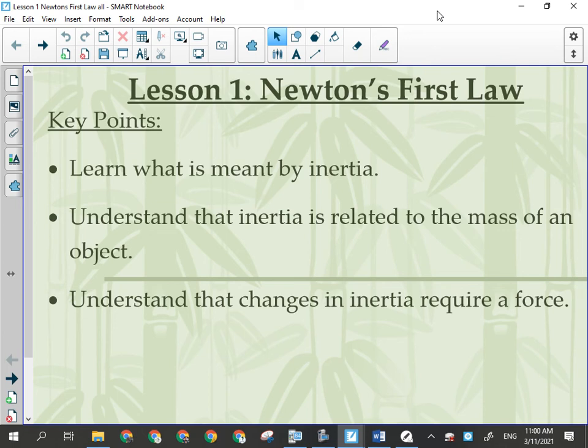Can something have a lot of inertia? It can. The bigger something is, the more inertia it has. The harder it will be to change that inertia. Okay? When I grabbed that desk, it was easy. Right? I could move it around, push it around. It was really, really easy. The desk's not very heavy.